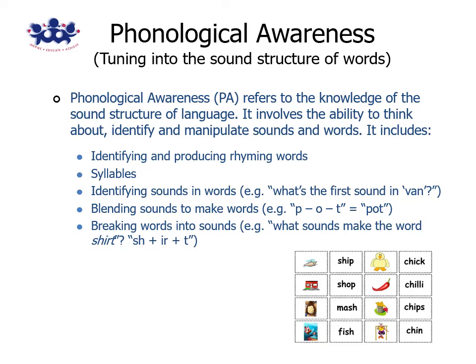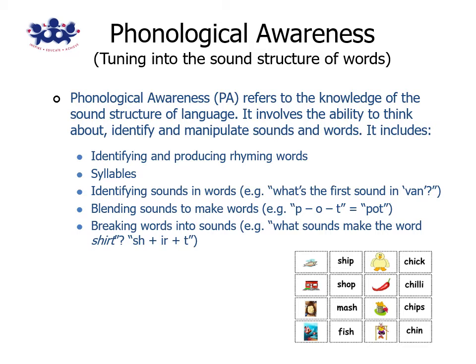Some students will have goals around rhyming words. So first being able to detect if words rhyme. So for example, do the words cat and hat rhyme? And then being able to produce or come up with more rhyming words. So can you think of another word that rhymes with cat? And they might be able to say bat or mat and so on. Rhyming really helps children tune into the way that our language sounds.